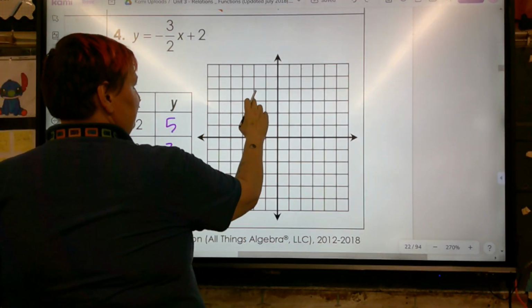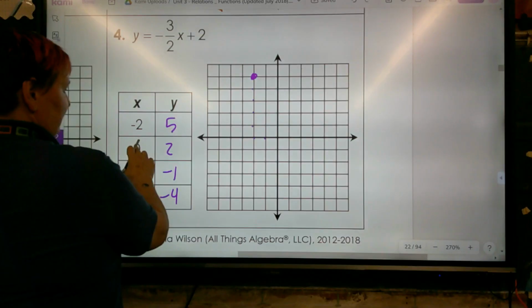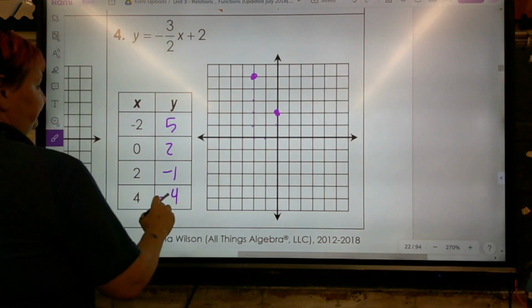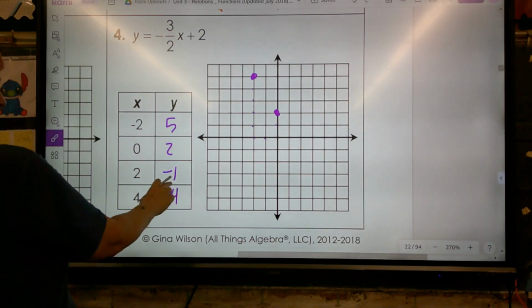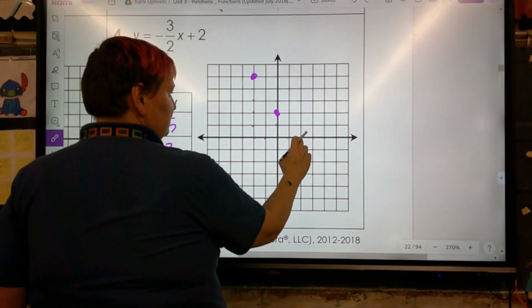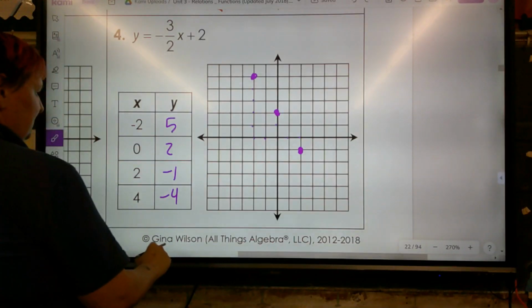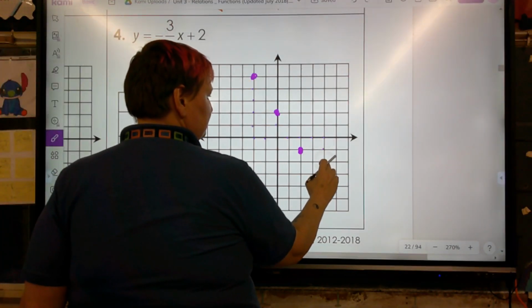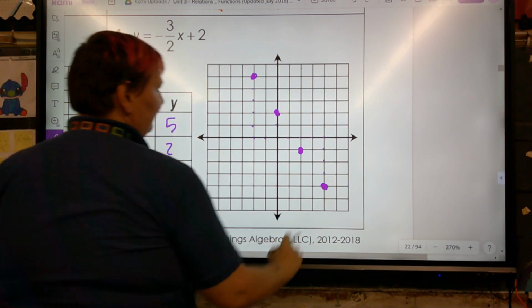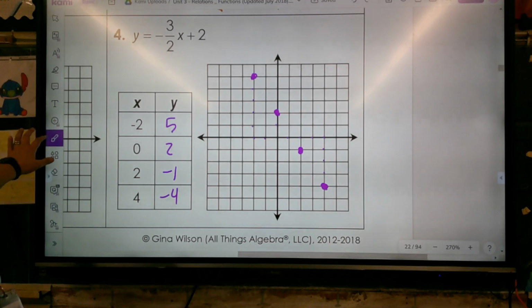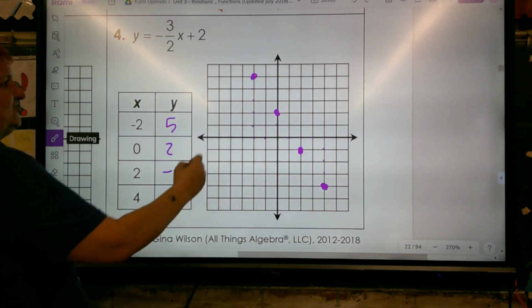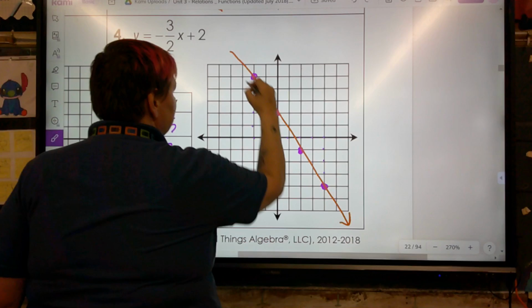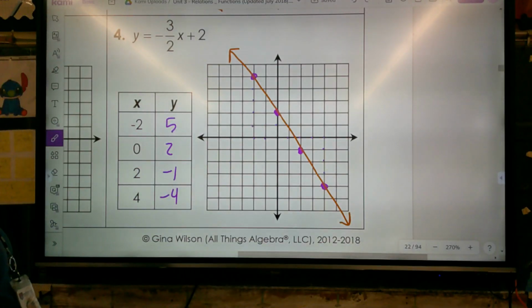Left 2, up 5. 1, 2, 1, 2, 3, 4, 5. No left or right, up 2. 1, 2. 2 right, 1 down. 1, 2, 1. 4 right, 4 down. 1, 2, 3, 4. 1, 2, 3, 4. Oh, I see another pattern. You notice anything interesting? All right, draw your line all the way through your points. Put your arrows on the end so we know that it continues on forever.